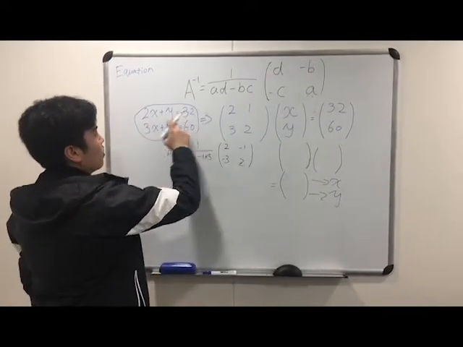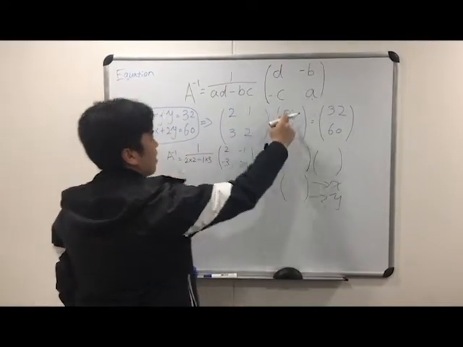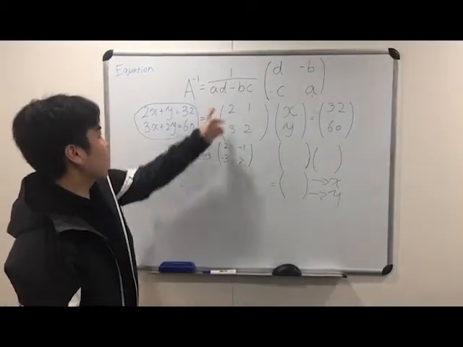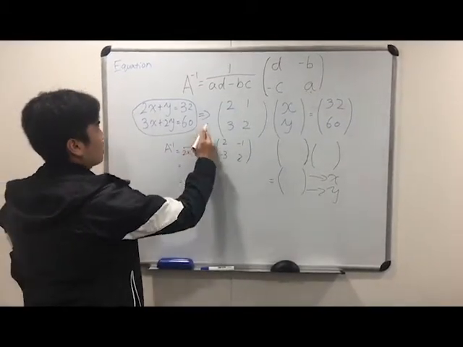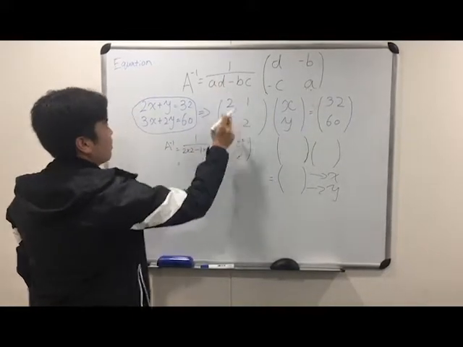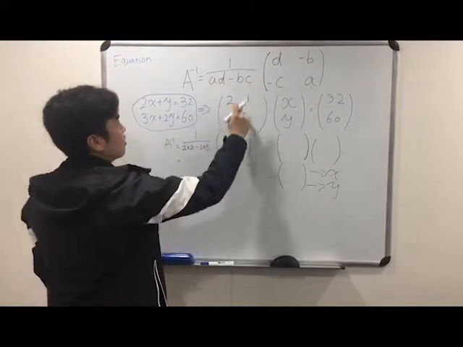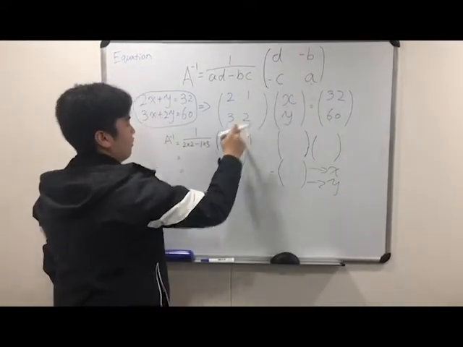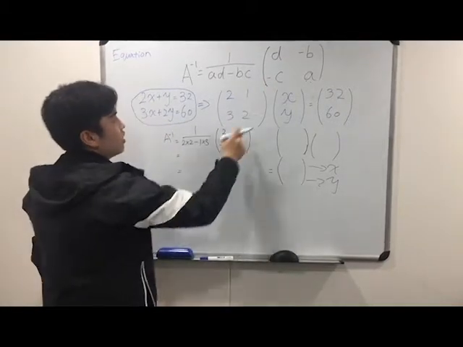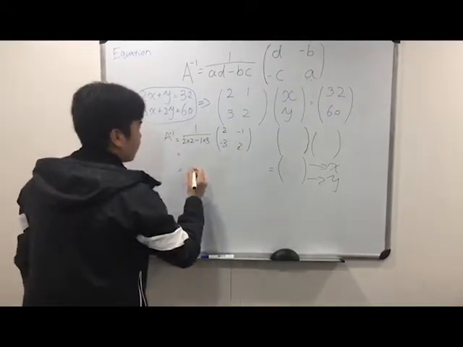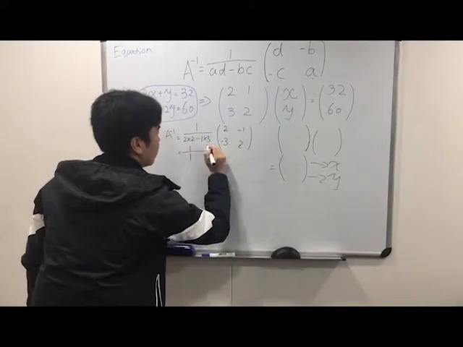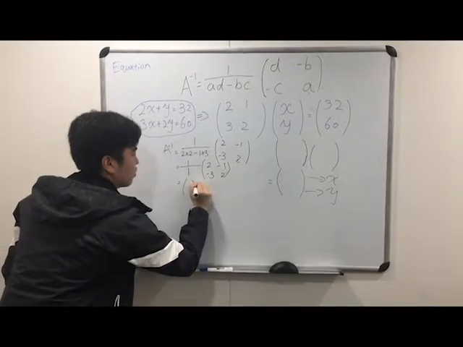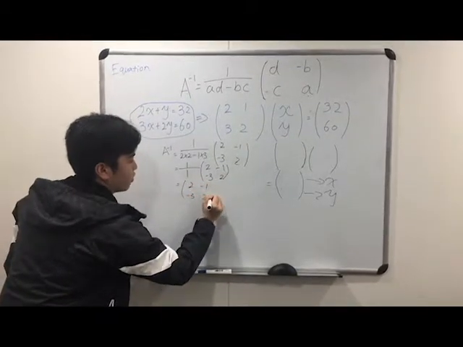So 2, 1, 3, and 2 times x and y gives 32 and 60. Now simply by applying this formula, 1 over AD, 2 times 2, minus BC, 1 times 3, times D, 2, negative B, negative 1, negative C, negative 3, and A, which is 2. Now simplify, this equation will become 1 over 1, 2 minus 1 minus 3, and 2. And this will give 2 minus 1 minus 3, and 2.